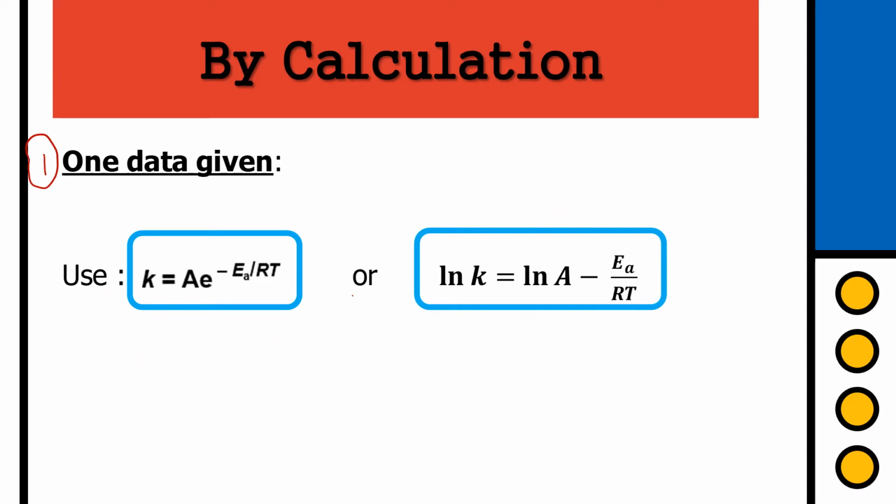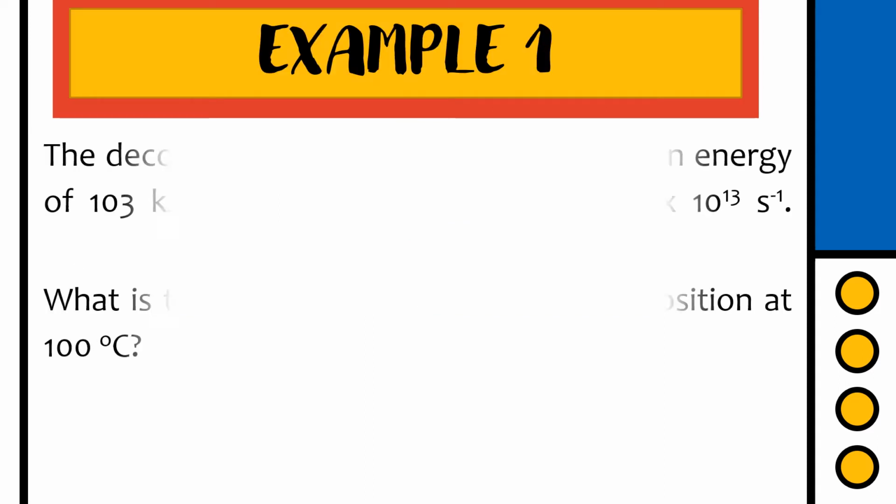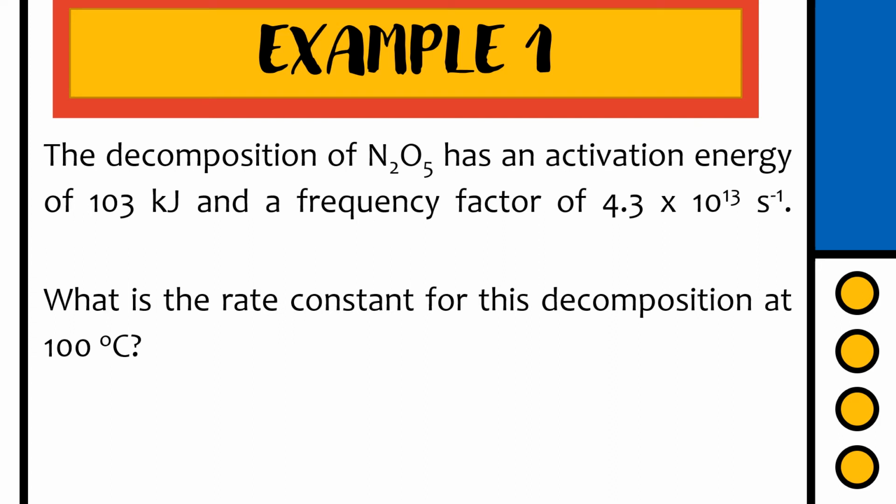So let's take a look at the example question. Example 1. The decomposition of N2O5 has an activation energy of 103 kJ and a frequency factor of 4.3 times 10 to the power of 13 per second. What is the rate constant for this decomposition at 100 degrees Celsius?